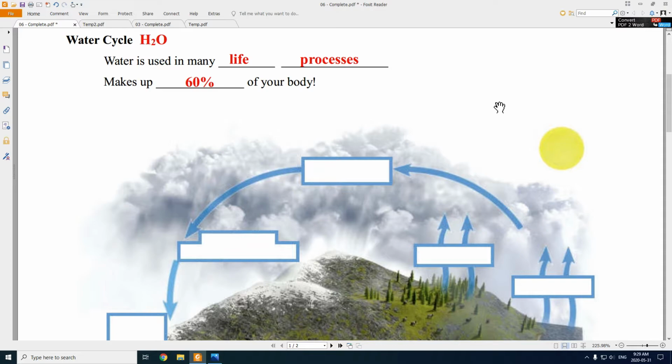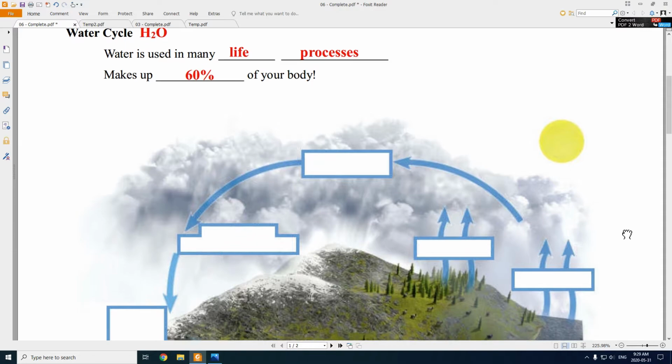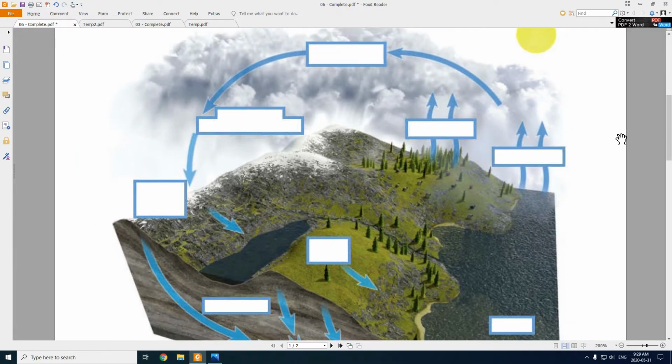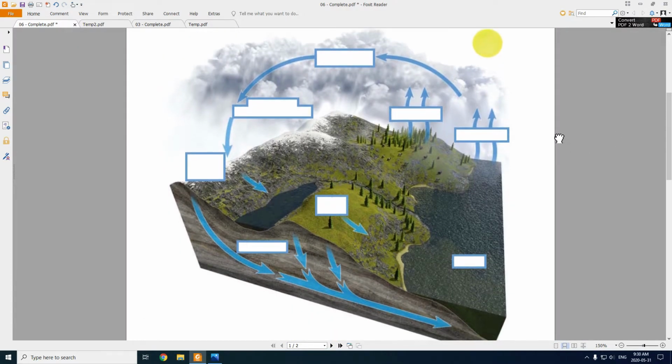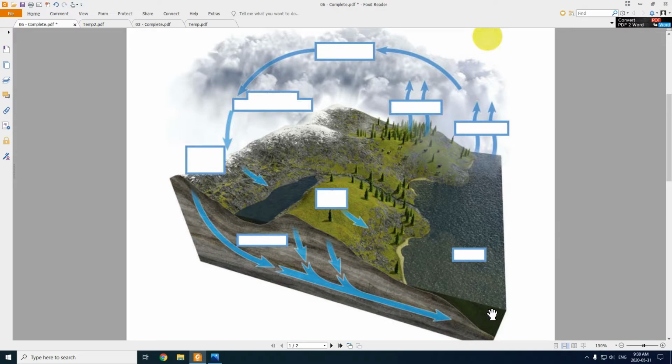All right, so let's go through and fill in this diagram. All right, so a couple spots to fill in. We're going to start down here with the ocean. So the ocean, the lakes, the rivers, those are stores of water, right? They are keeping water there for, in the ocean, possibly a very long time that it just stays there, right?